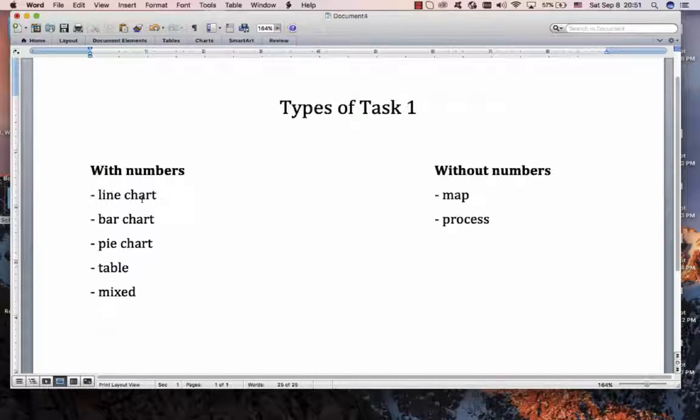With numbers, line charts, bar charts, pie charts, table, and then sometimes they mix, they have a line chart and a pie chart or something like that. Often quite difficult that. Without numbers, map and process. So today we're going to start with line charts. We're going to do a lot of work with line charts, not only this video but many other videos, because we can learn some skills that we will use in the other charts.